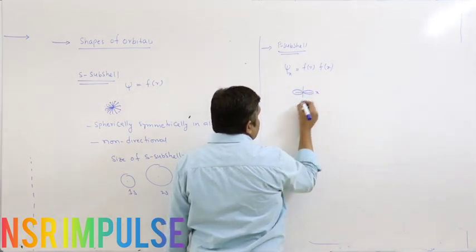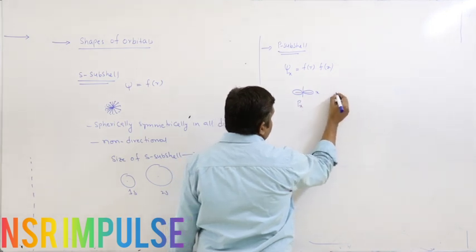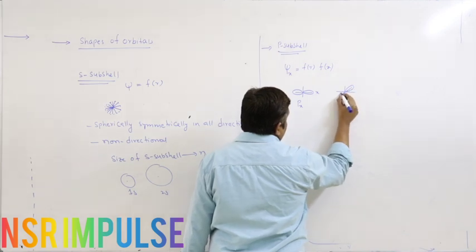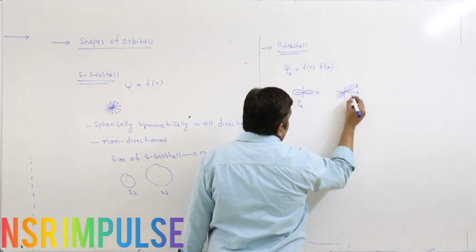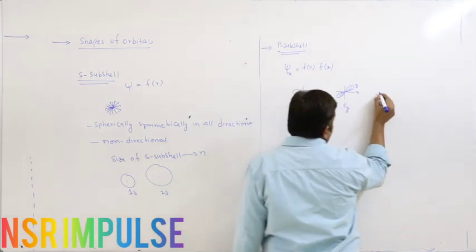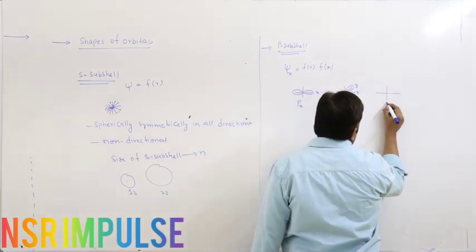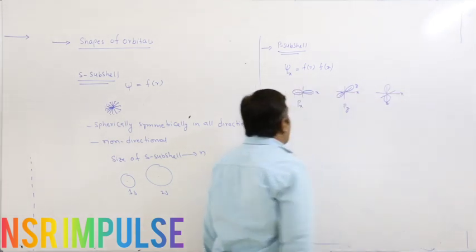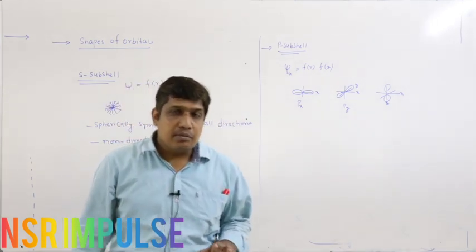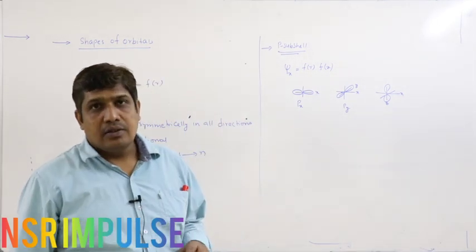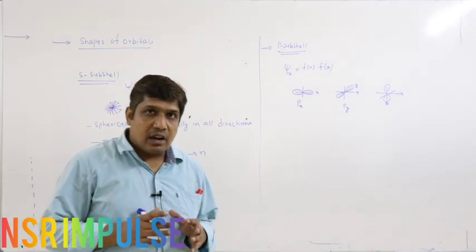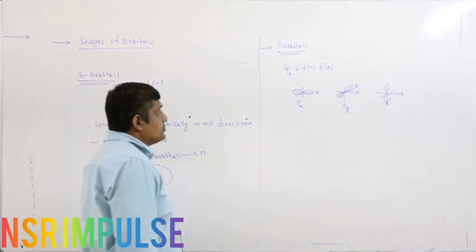So if I call this as x-axis, this is called px orbital. Now if I consider y-axis, this is called py orbital. Z-axis is pz orbital. The two lobes represent the volume of the space where there is electron density, the probability of finding electron density, right?